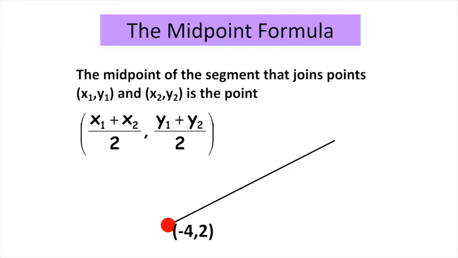All right, so I've got 2 points here. I've got -4, 2, and 6, 8. Now I'm going to use the same process. I'm going to label each one of these.